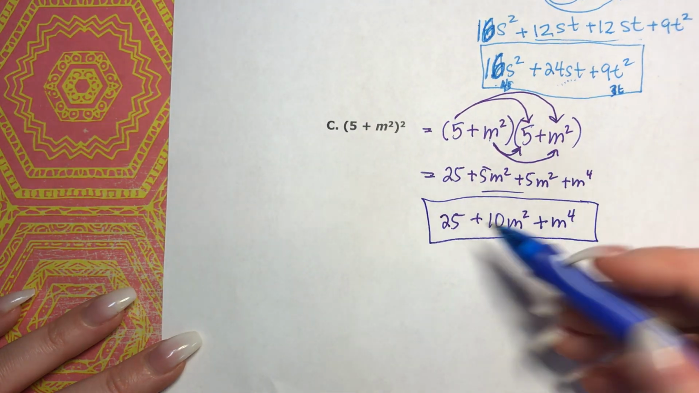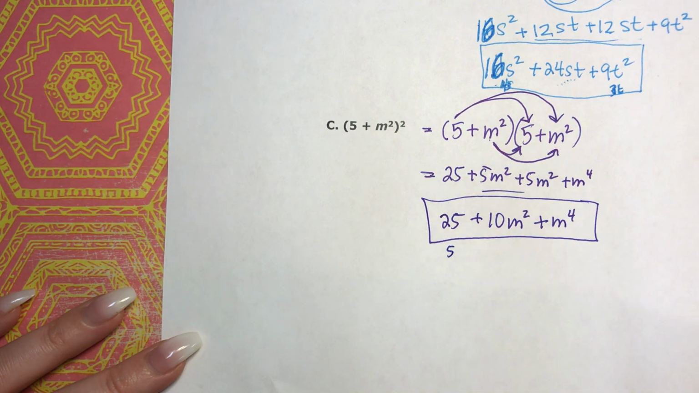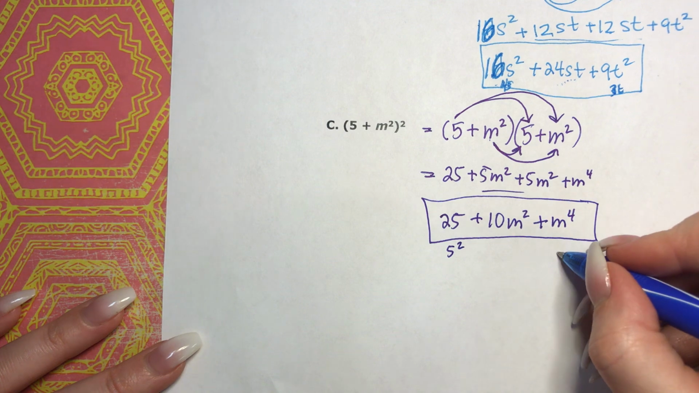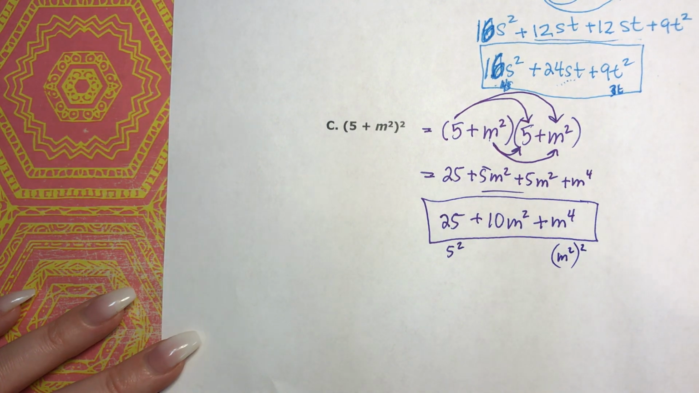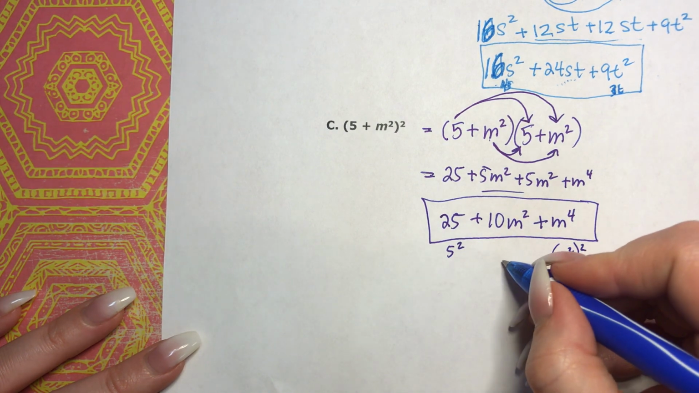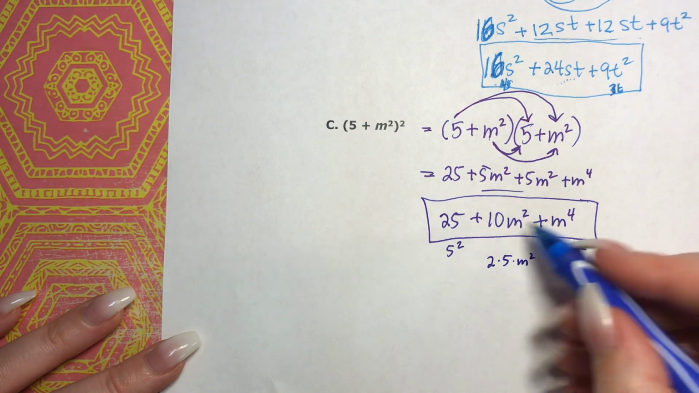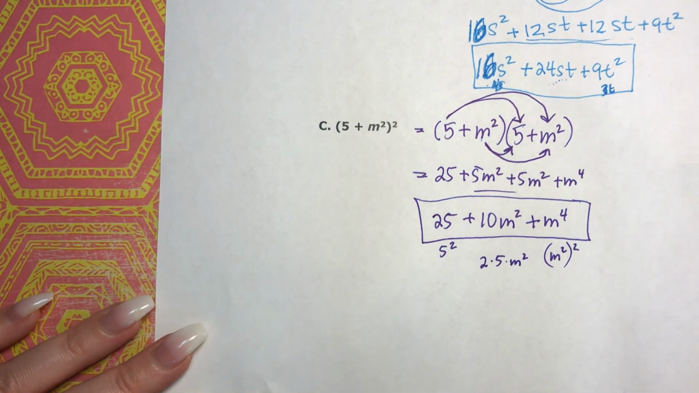And if we want to check it, 25, that's a squared number, right? That's the same thing as 5 squared. And then m to the 4th is a squared number. That's the same thing as m squared squared, right? So we just need to check. It's going to be 5 times the m squared times 2. And 2 times 5 is 10m squared. So yes, this is a perfect square trinomial.